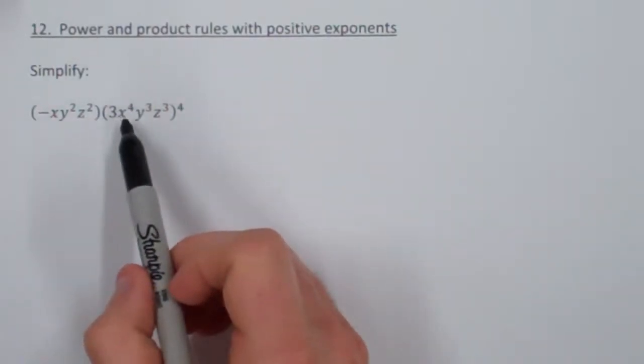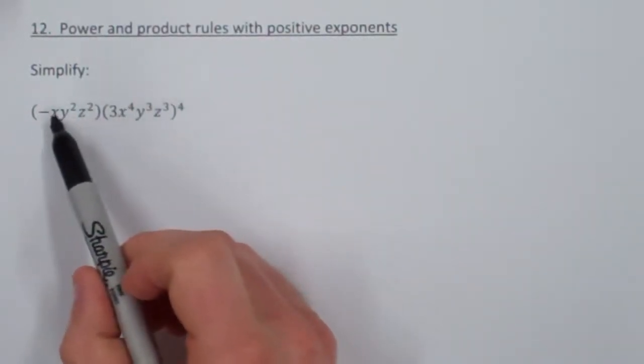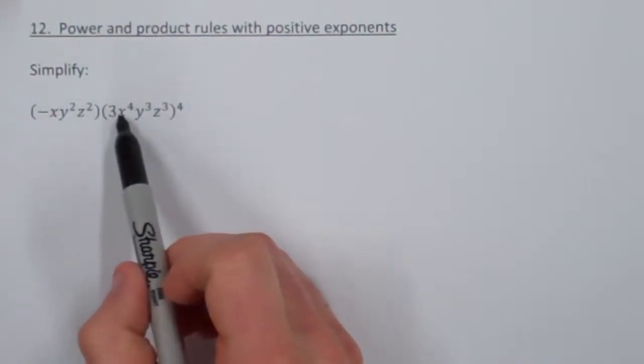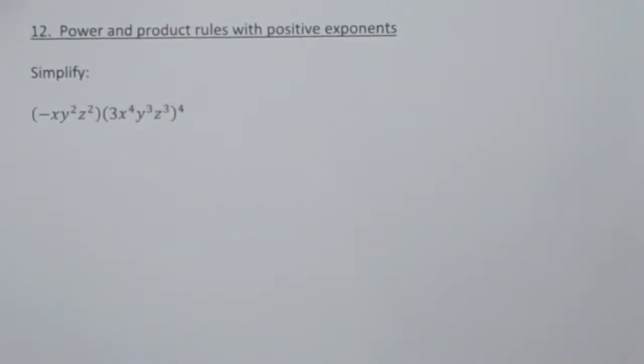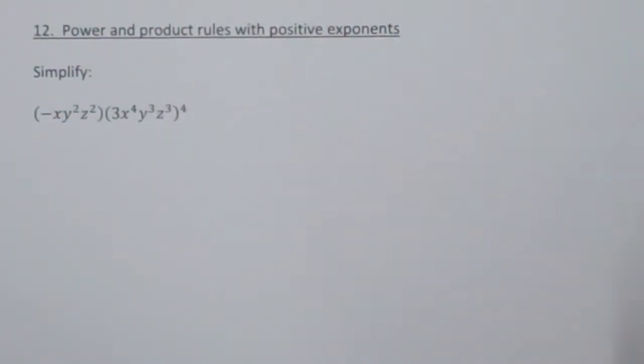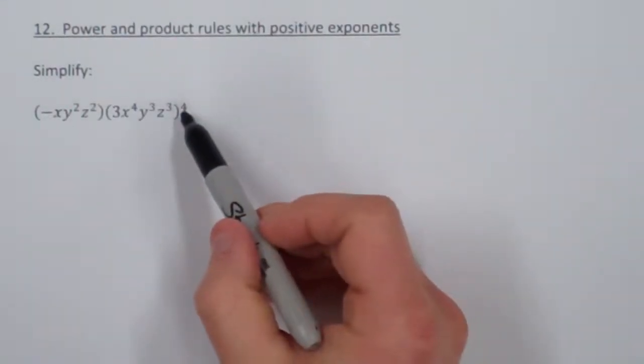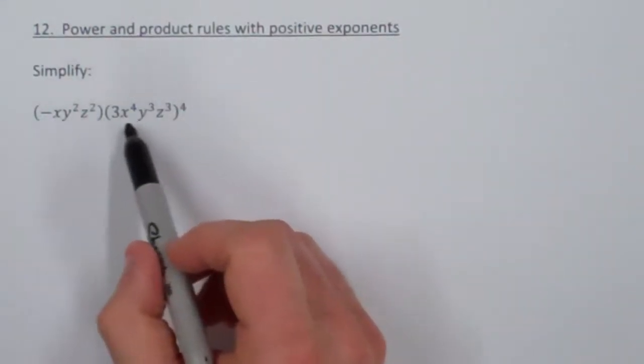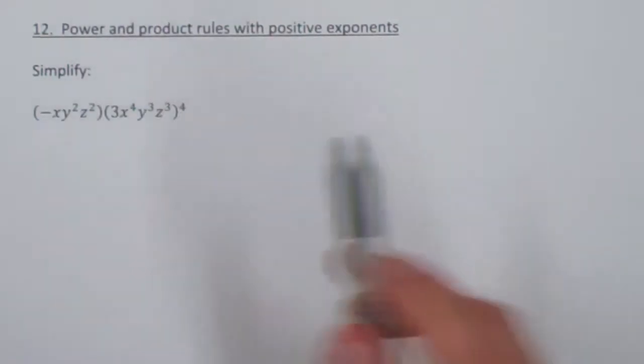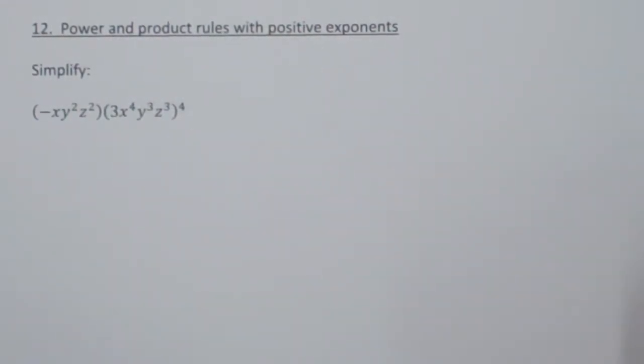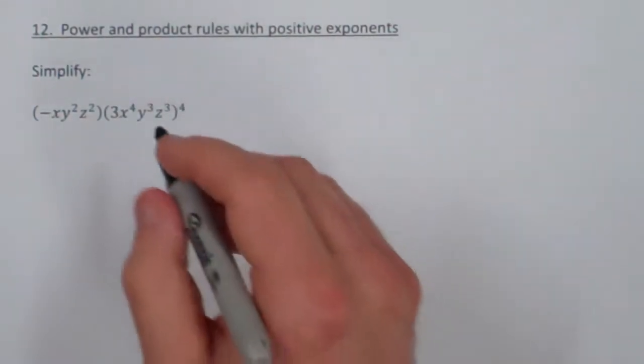Also, we wouldn't be able to combine these first because this would be multiplication, but we haven't done the exponent part first. So if you remember your order of operations work, you need to do the exponent first. You can't just go ahead and start combining stuff without taking care of this 4th power on the right hand side. So let's go ahead and do that.